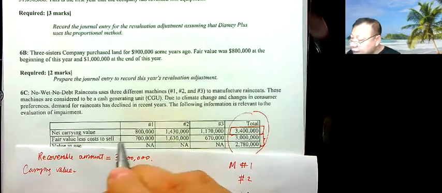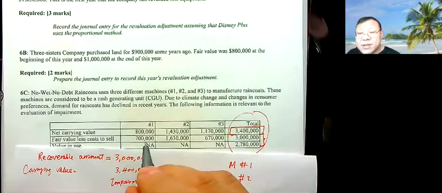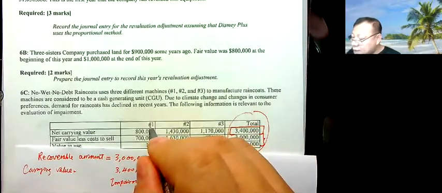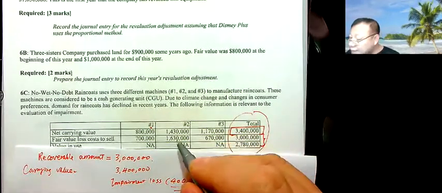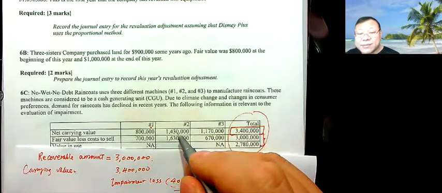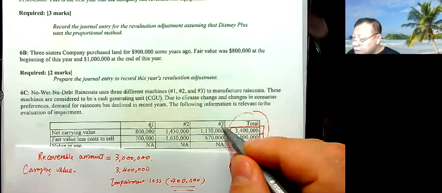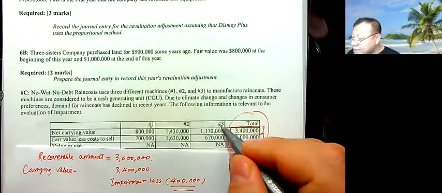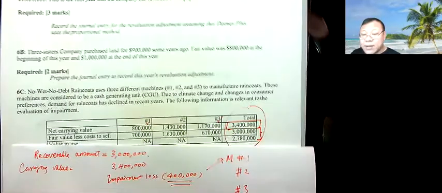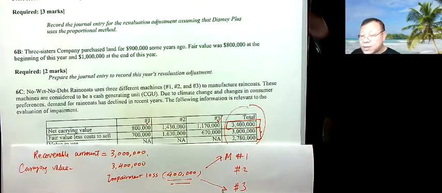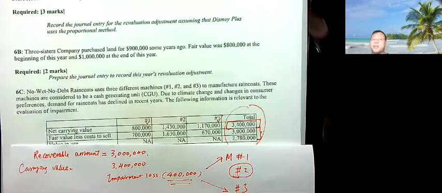So here, carrying value is 800, fair value is only 700. That's an impairment. 1 is impaired. 2, the fair value is higher than the carrying value, right? So this one is not impaired. Number 3, carrying value is higher. So this is impaired, right? So I can only allocate between 1 and 3, right? This 2 is not impaired. Leave this alone.